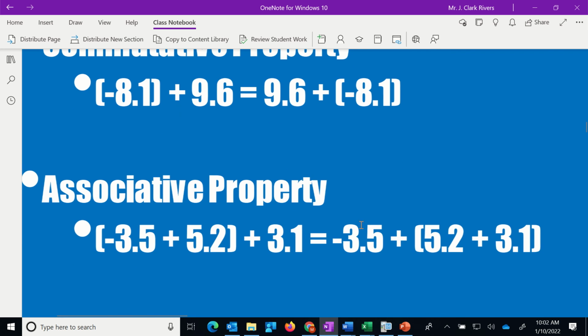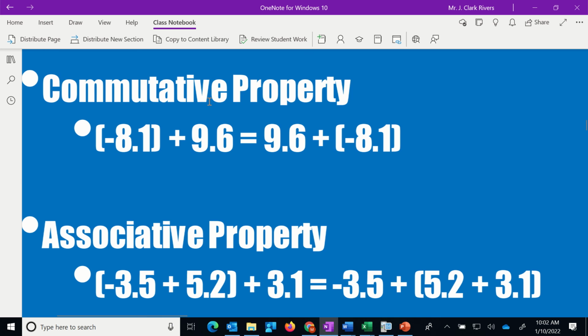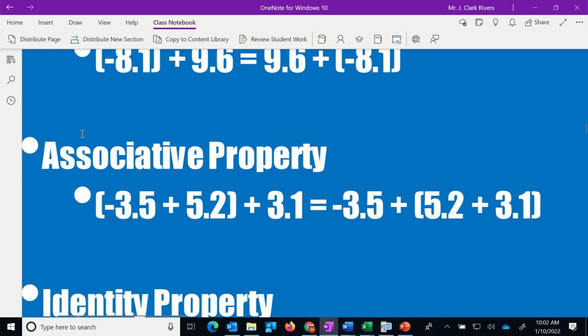The associative property deals with what? Starts with a G. Groups, right? So commutative, order. Everybody say commutative. Say order. All right, everybody say associative. Say groups. Very good.